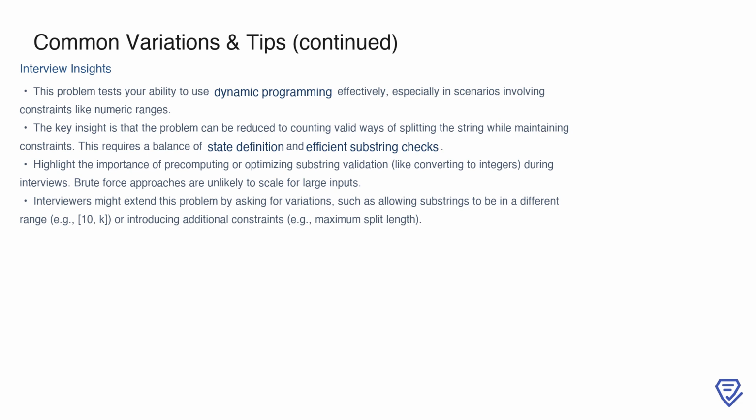During interviews, it's important to highlight your thought process in optimizing substring validation because brute force approaches won't scale for large inputs. For instance, converting substrings to integers should be done efficiently. Interviewers may also challenge you by introducing variations, such as restricting substrings to a different range like 10k, or adding new constraints, such as a maximum allowable split length. Demonstrating adaptability to these changes is a great way to stand out.